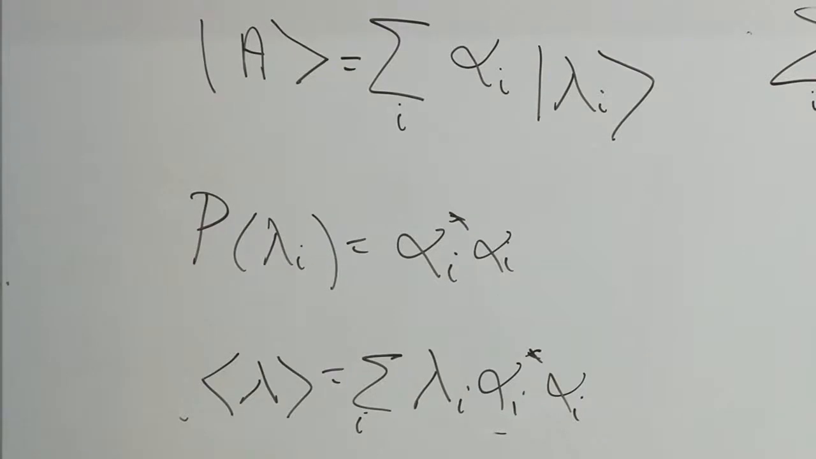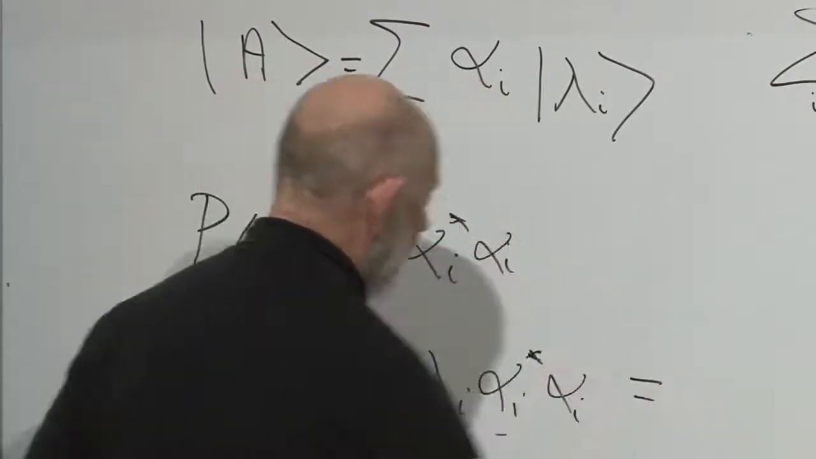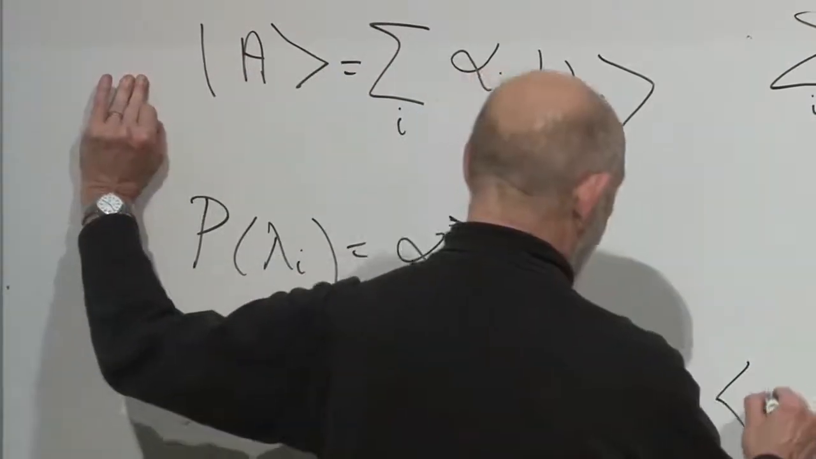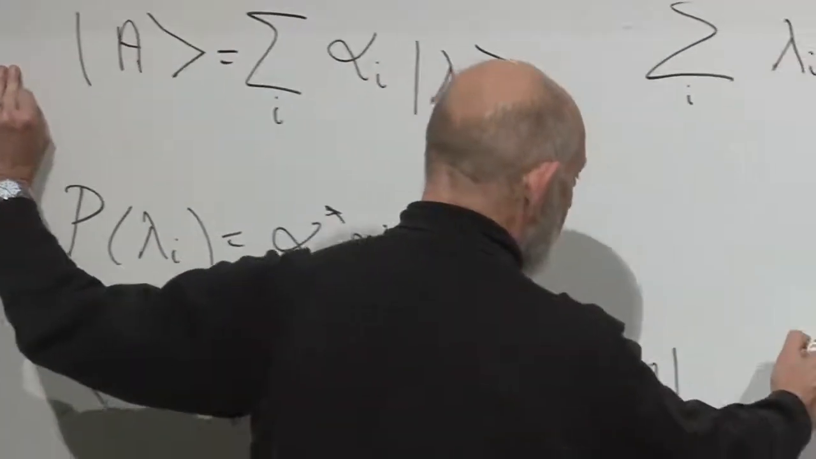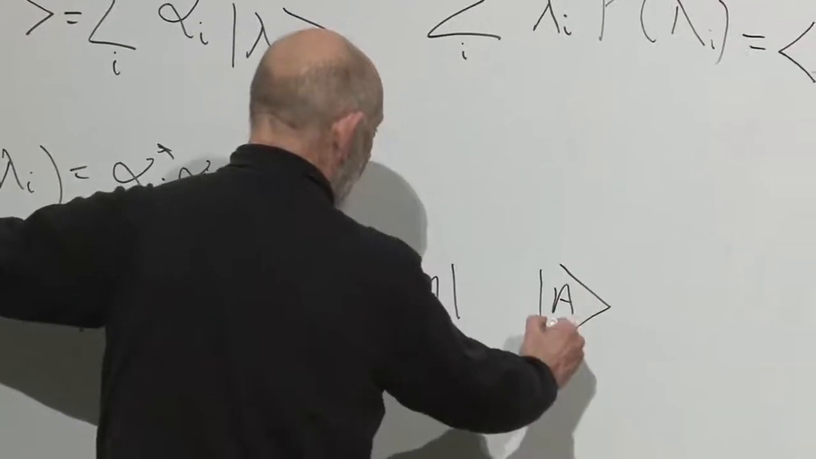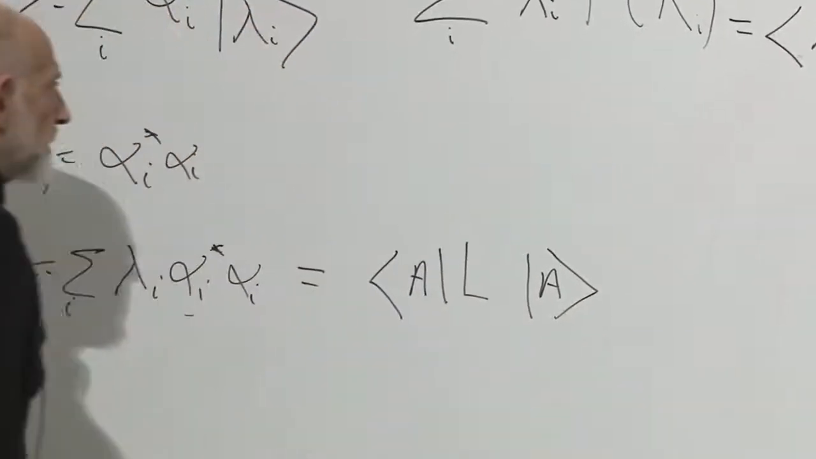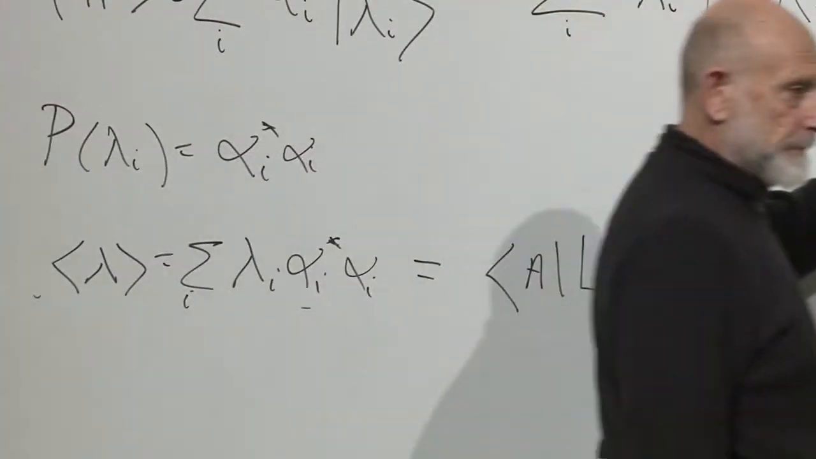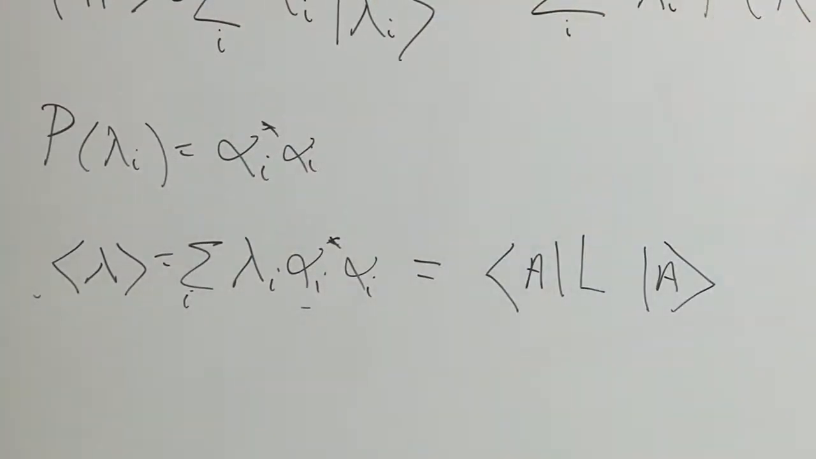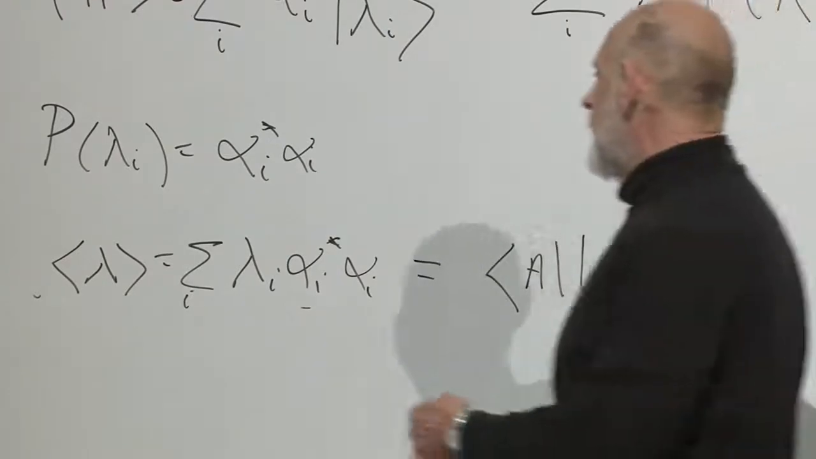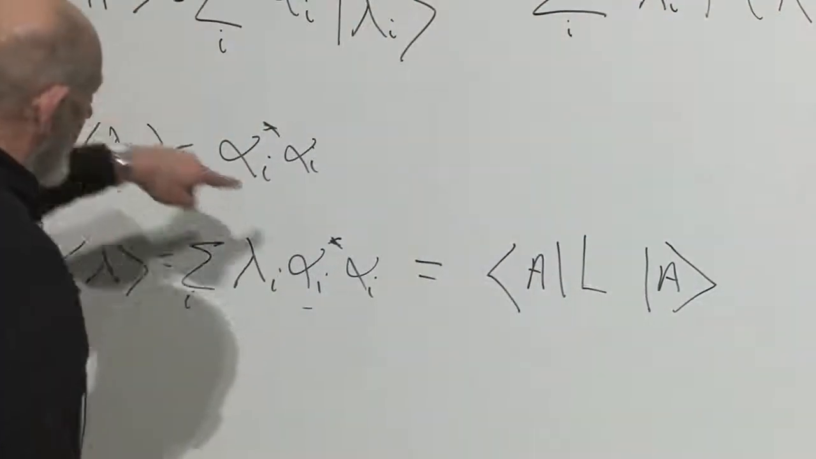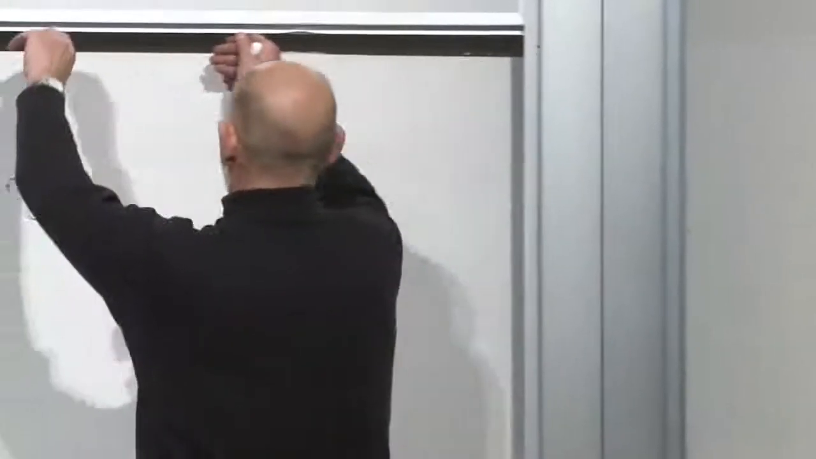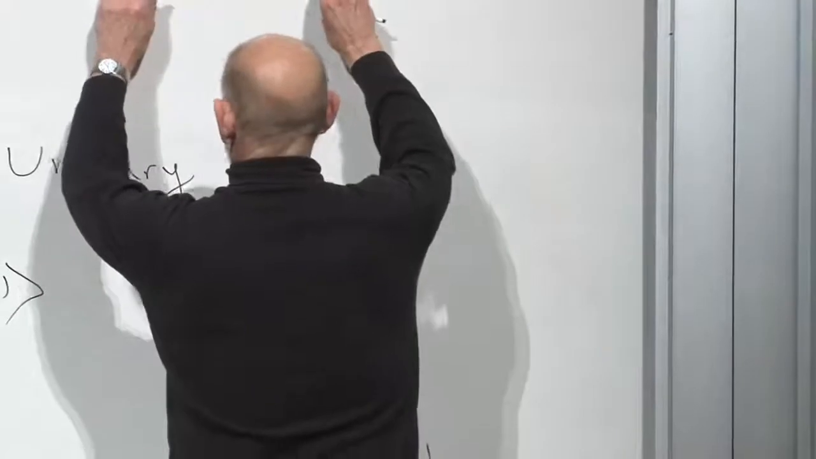Let me prove that this is the same thing as taking the vector A, the bra vector A, and sandwiching between the bra vector A and the ket vector A, the operator L. The operator L is the operator whose eigenvalues are lambda. Let's see if we can prove that. It's actually quite easy. All we do is plug in. Let's come to another blackboard, and see if we can prove that.